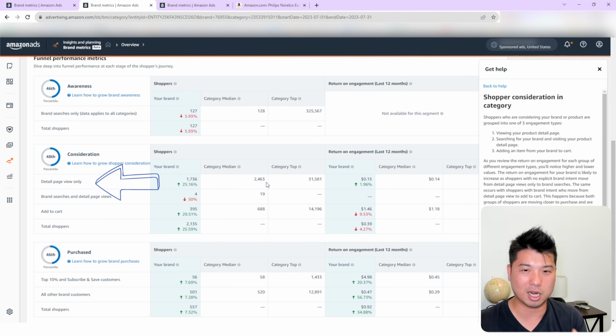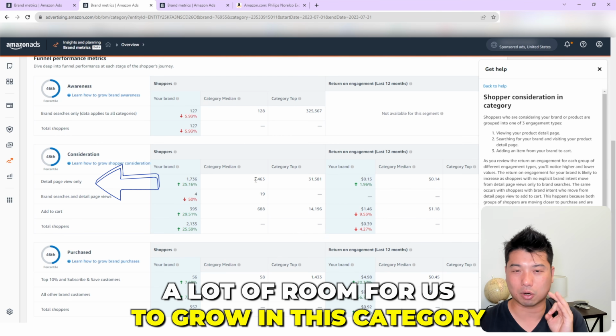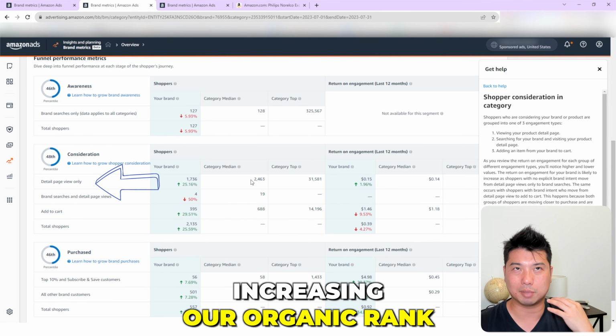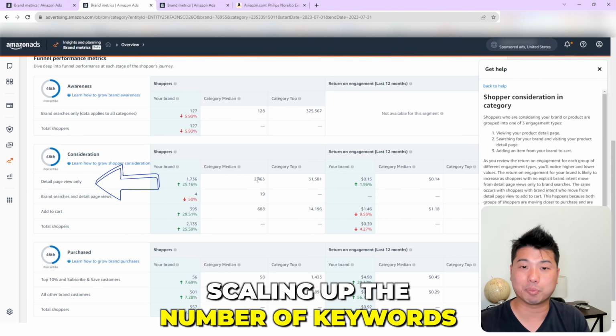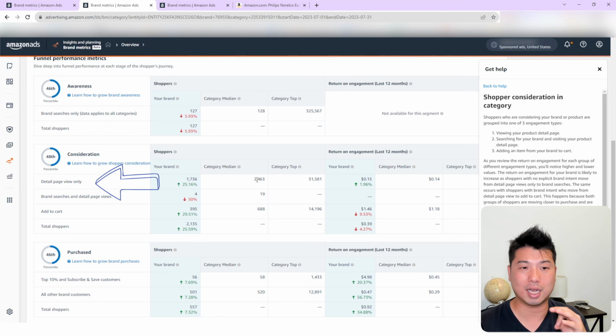So this is telling me that there's actually a lot of room for us to grow within this category by increasing our organic rank, or by increasing the number of campaigns that we could make, scaling up the number of keywords that are related to the product. That's how we would increase our number and try to get ourselves up to the category median in terms of detail views.